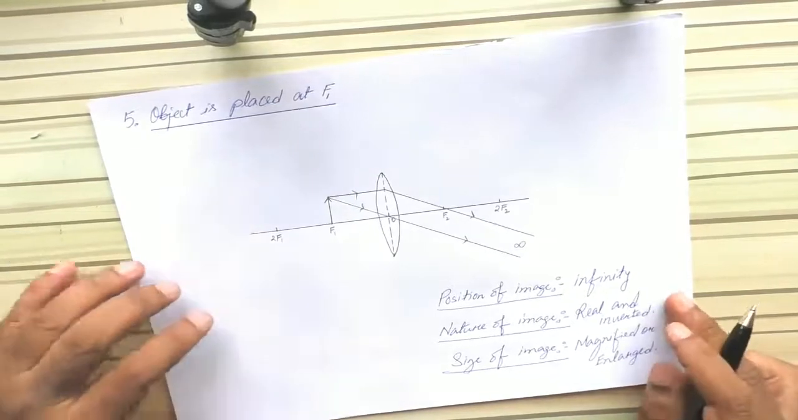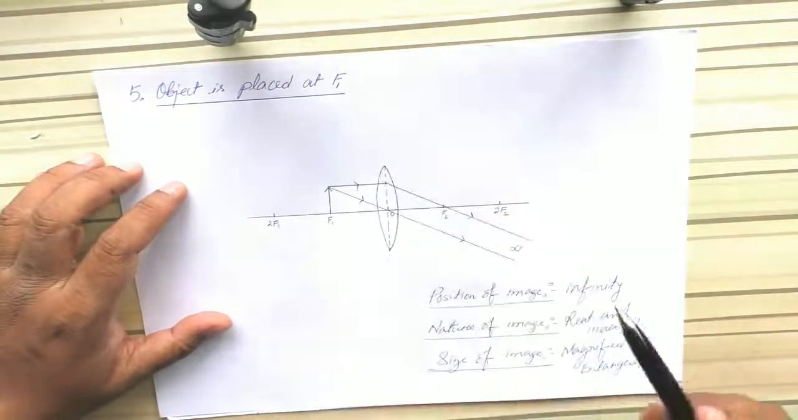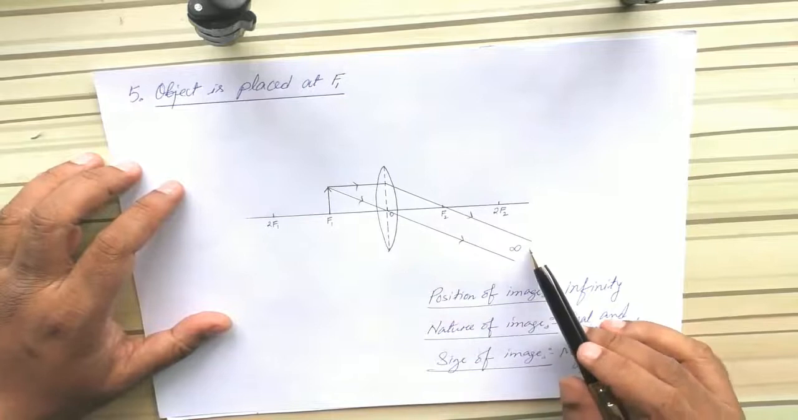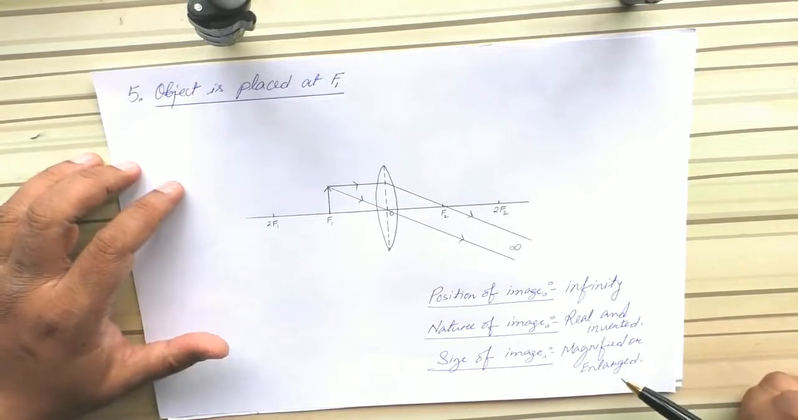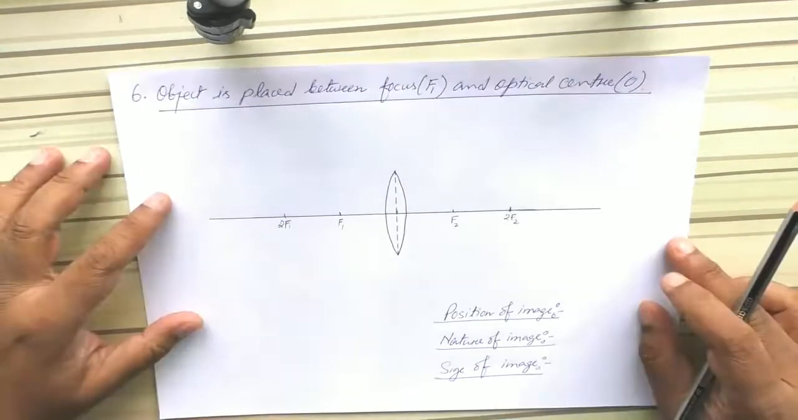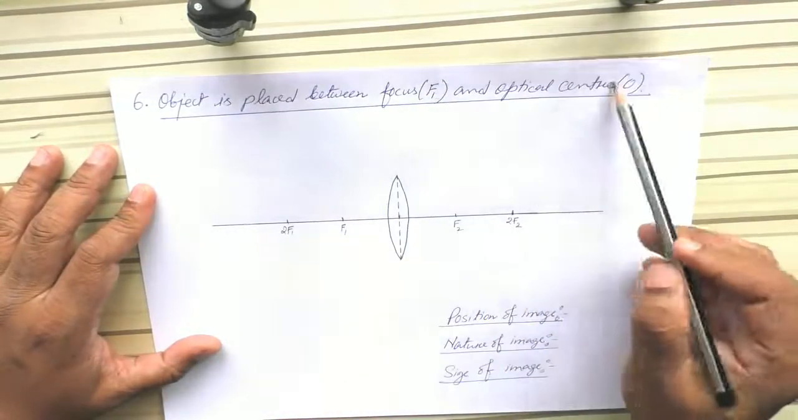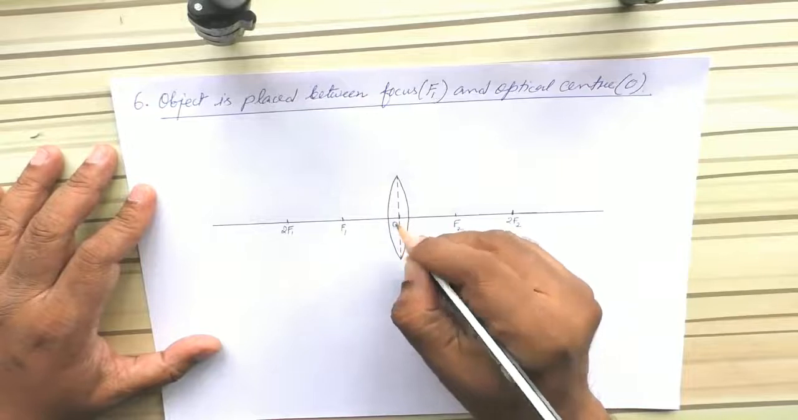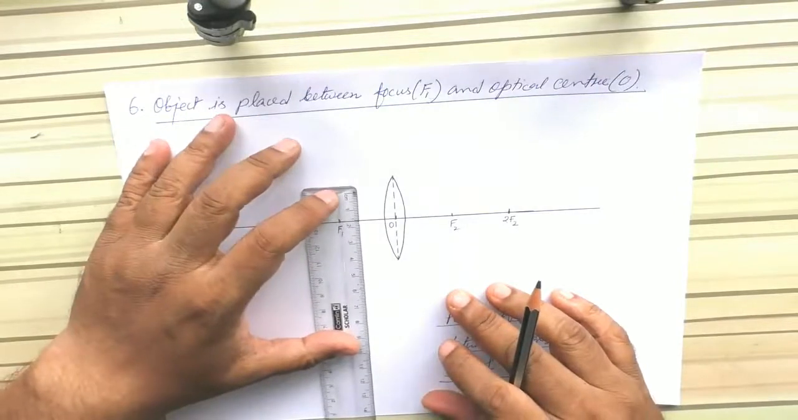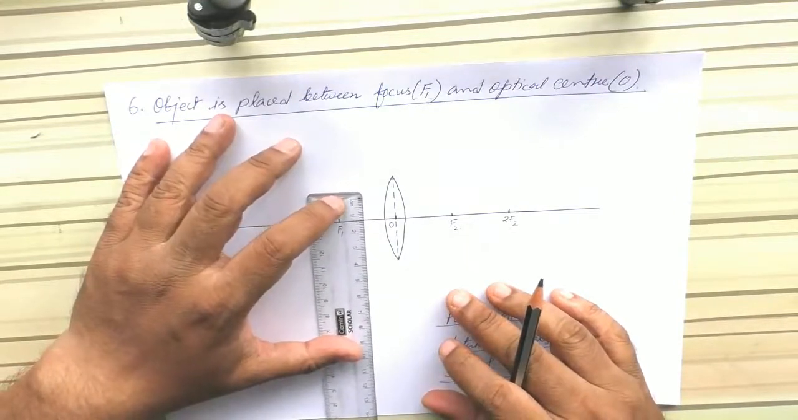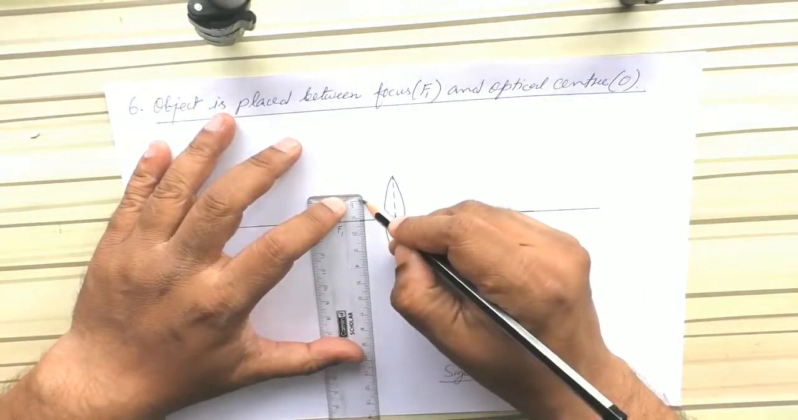So we discussed point number 5, where the object is placed at focus. If the object is placed at focus, image is formed at infinity. Nature of the image is real and inverted. Size of the image is magnified or enlarged. Now point number 6, where the object is placed between focus f1 and optical center. This is the optical center. An object is placed between focus and optical center. This is the object placed between focus and optical center.